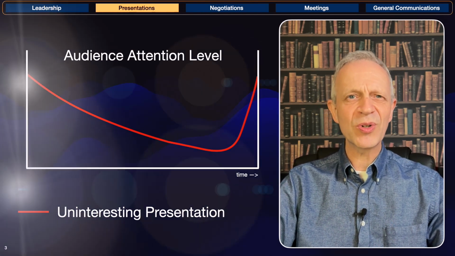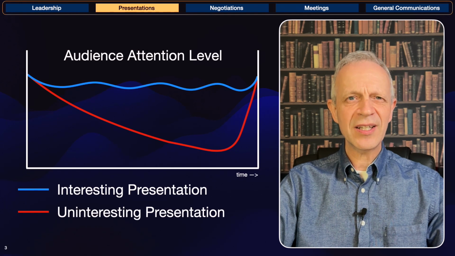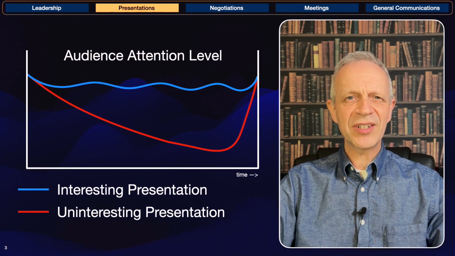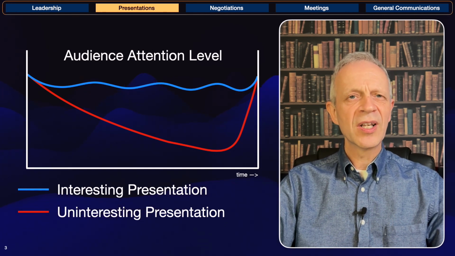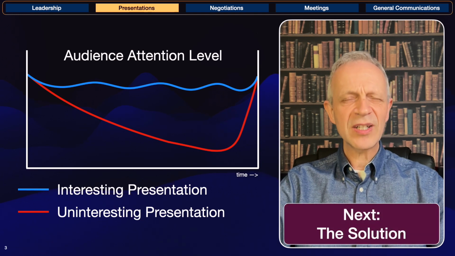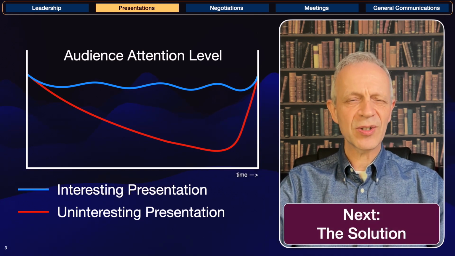What we really want to do is something that looks like this. Now here we are maintaining the attention level of the audience throughout the presentation. It's a little bit wavy, but it's still quite high all the way from the beginning to the end of the presentation. So how do we do that? So let's look at what the solution to that is.